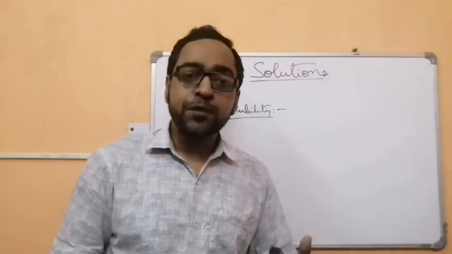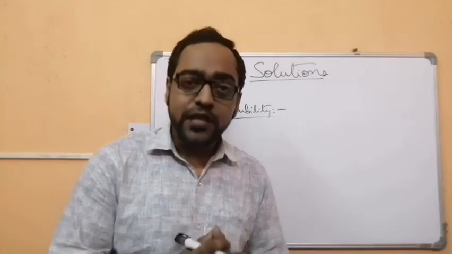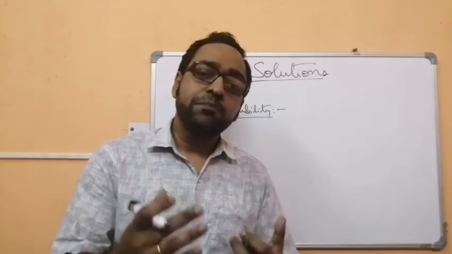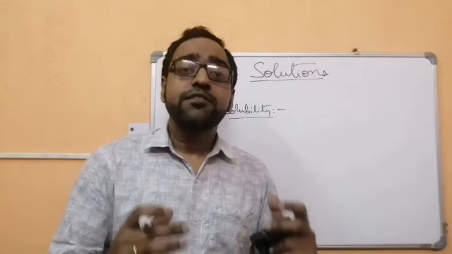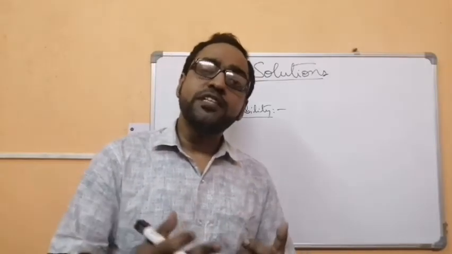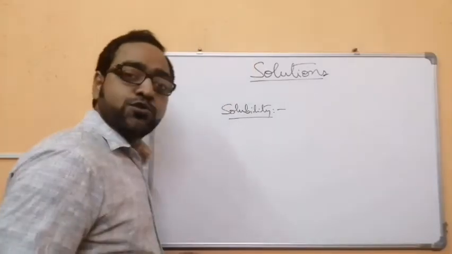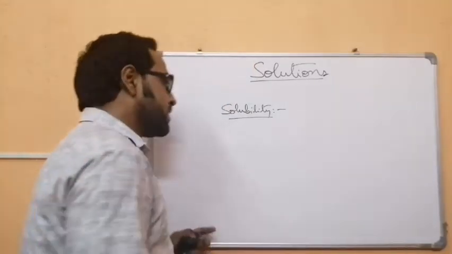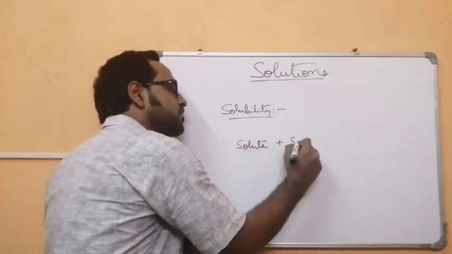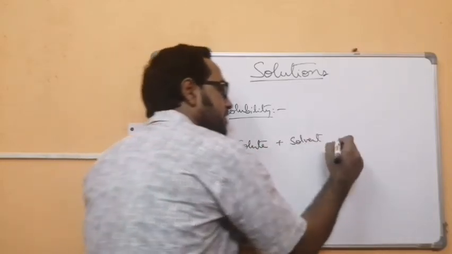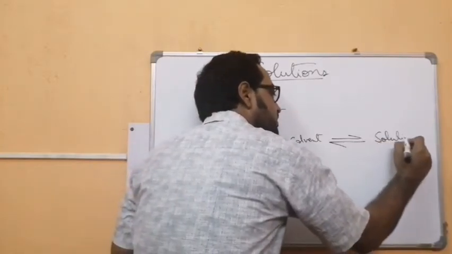For example, if you have to prepare sugar solution, you can dissolve a specific amount at room temperature, and if you elevate the temperature, say to 80 degree or 90 degree or 100 degree, you can dissolve even more amount of sugar. So solubility changes with temperature. Now the solubility of solid and gas is an equilibrium process. Solute plus solvent is a dynamic equilibrium process.